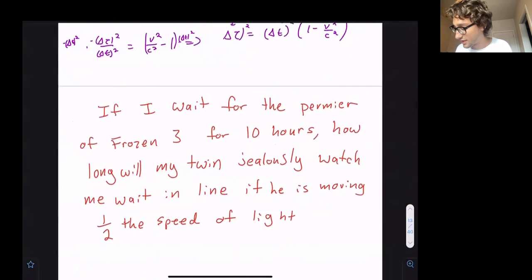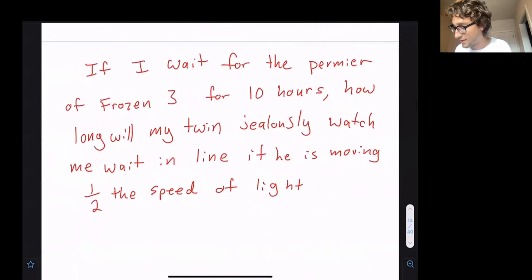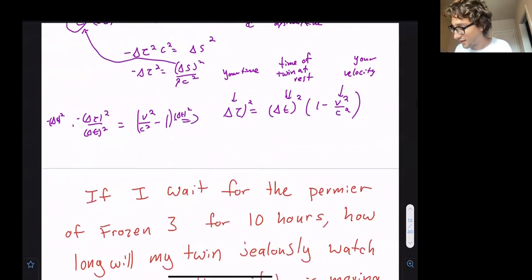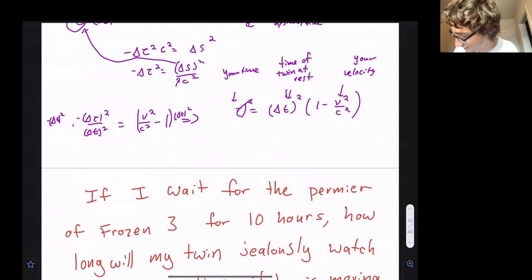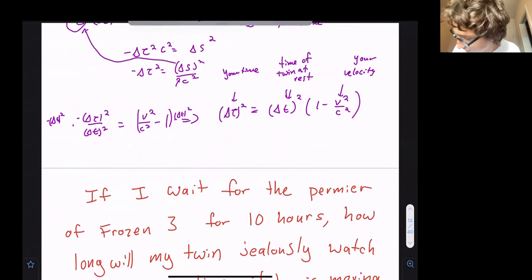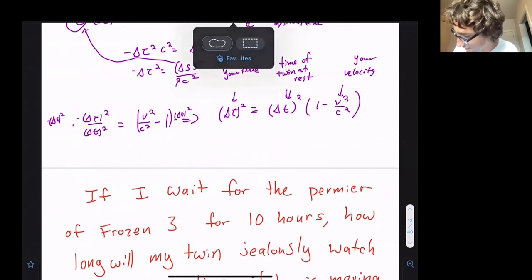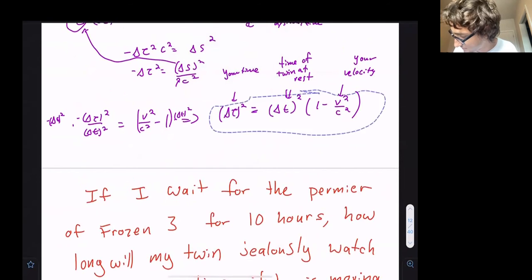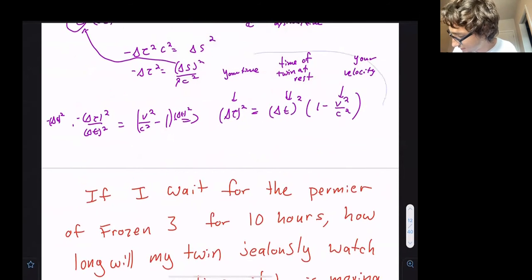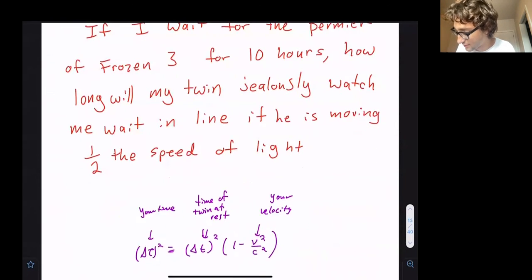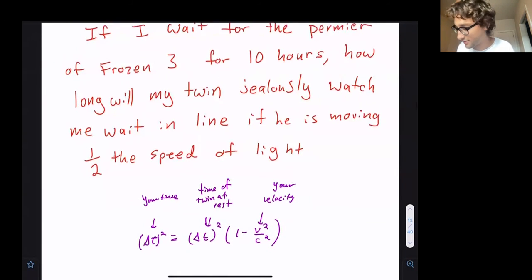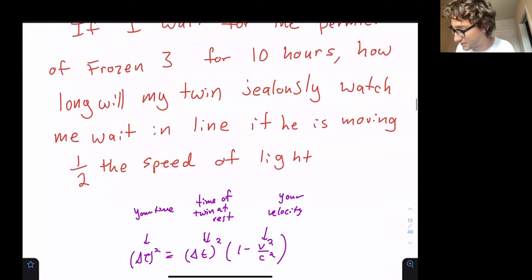Okay, so we have an example problem. Maybe we could all work this out. I'm a Frozen fan. When Elsa let it go, I was very inspired. So I'm in line for the third Frozen movie, and I'm waiting 10 hours because I want to be the first one to see it. In order to be the first person to see it, I have to wait 10 hours.